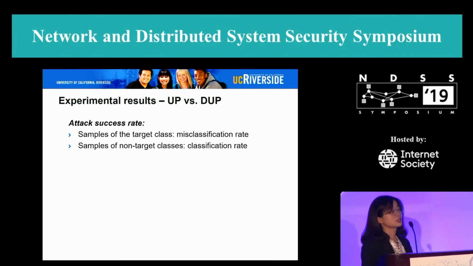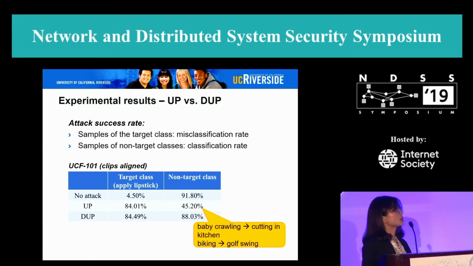Now let's see some experimental results. We use the metric attack success rate in our testing, which for samples of the target class is the misclassification rate, and for samples of non-target classes is the correct classification rate. We first compare universal perturbation with dual-purpose universal perturbation. This table shows the result on the UCF11 dataset. We see both perturbations perform well on the target class. However, the universal perturbation has a low attack success rate on non-target classes, which means it's not stealthy.